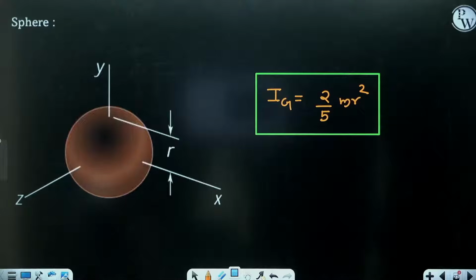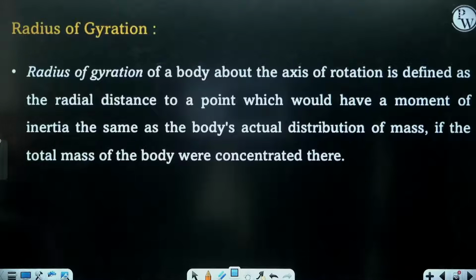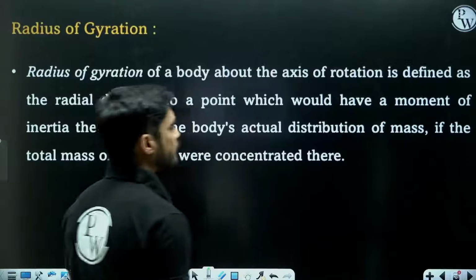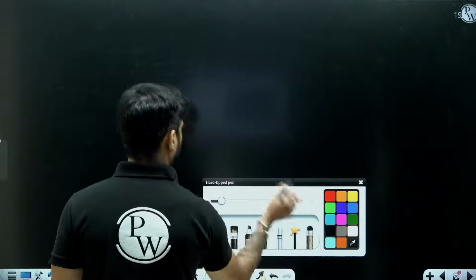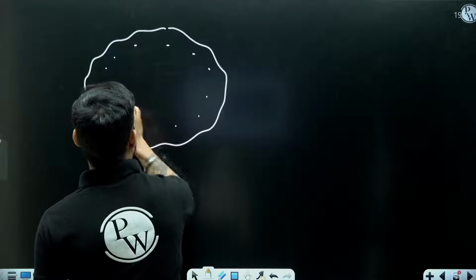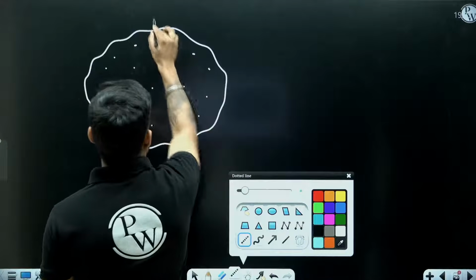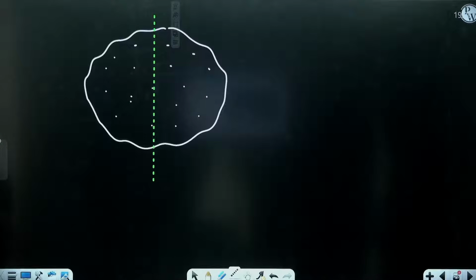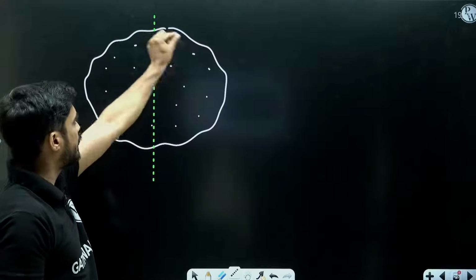Let's solve a few problems, then you will understand the concept. So before that, let's revise another concept, which is the radius of gyration. What is radius of gyration? Let's say that this is a body. Right now its particles are distributed, means they are not concentrated about an axis. Let's say I want to find moment of inertia about this axis, but right now the mass is not at a particular distance. Every particle is at a different distance.